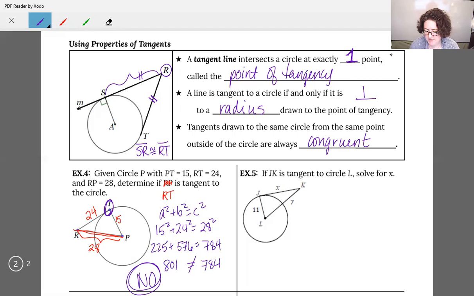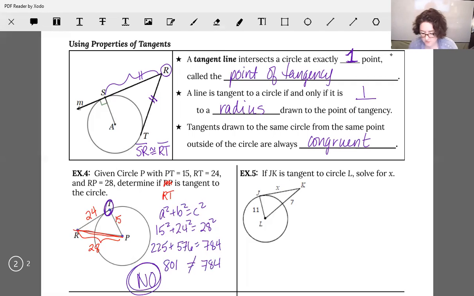Okay, example 5. If JK, what we have labeled as X, is tangent to circle L, then we're going to solve for that length X. We have a few pieces of info here. I'm seeing I have an 11 labeled and I have a 7 labeled. And that 7, well, wait a second, it's definitely not the same length as the 11. So I'm thinking that that 7 only goes to this piece.